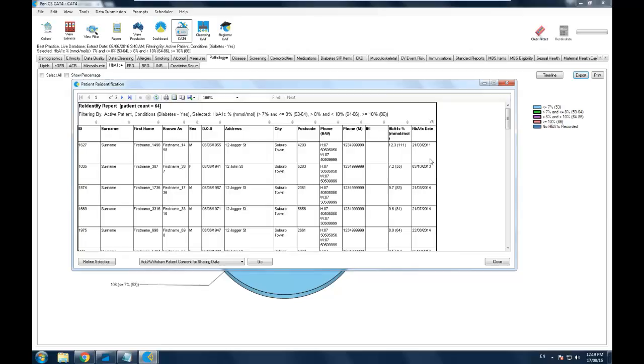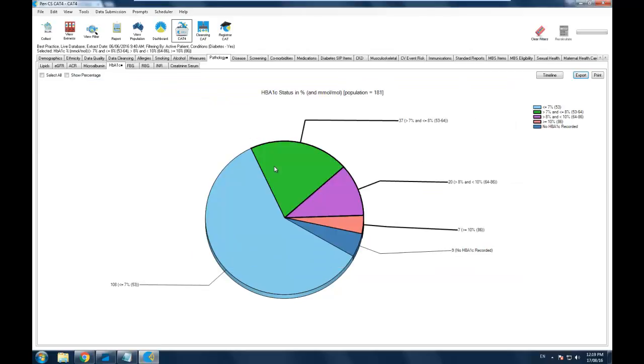The reason for that is that when we extract data out of the clinical system, we pull out the last available result only. So each CAT extract has only one result for pathology, for the measures, for MBS items as well, and a couple of other things. So in other words, if you leave it as is and you look at this graph at face value, it actually could be quite misleading, because if you wanted to know who never had an HbA1c recorded, the answer is 9. That's great.